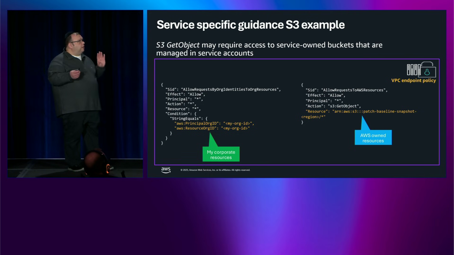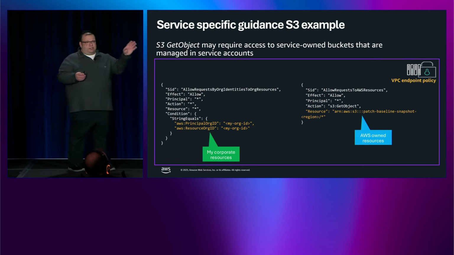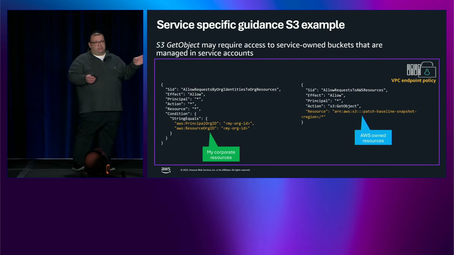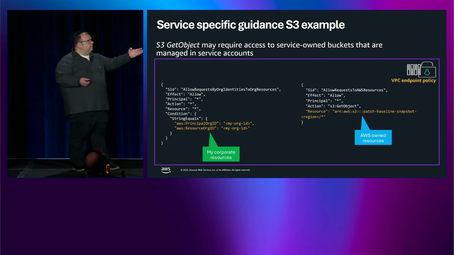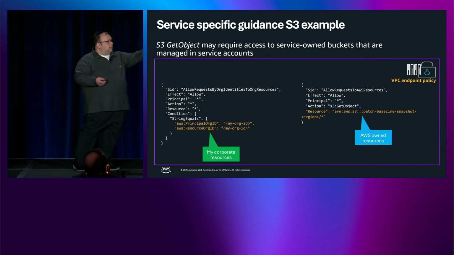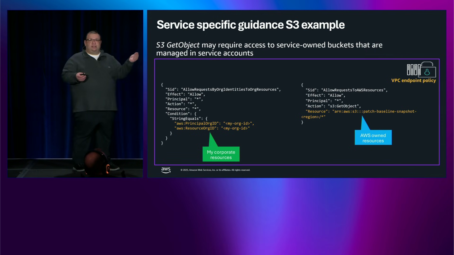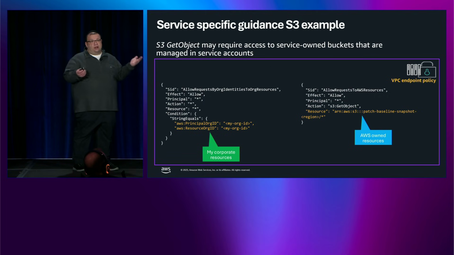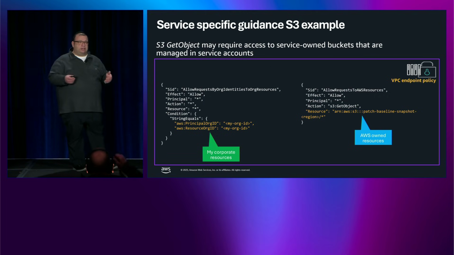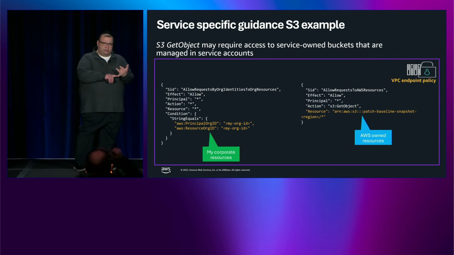That's all good, but depending on the service you use or the feature in the service you use, you may need to access a resource that doesn't belong to you. For example, in this case, there are patch baseline snapshots. Those are actually living in a service-owned bucket. So you need to know about that. So one of the things that we do is we consistently make sure that services document those resources.